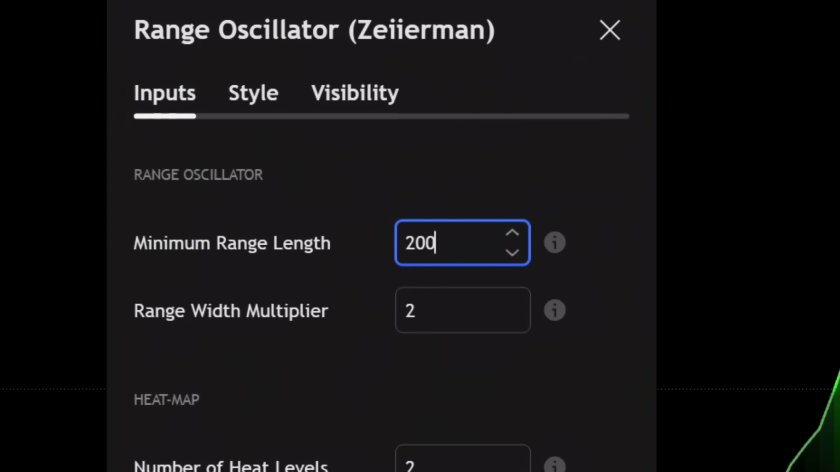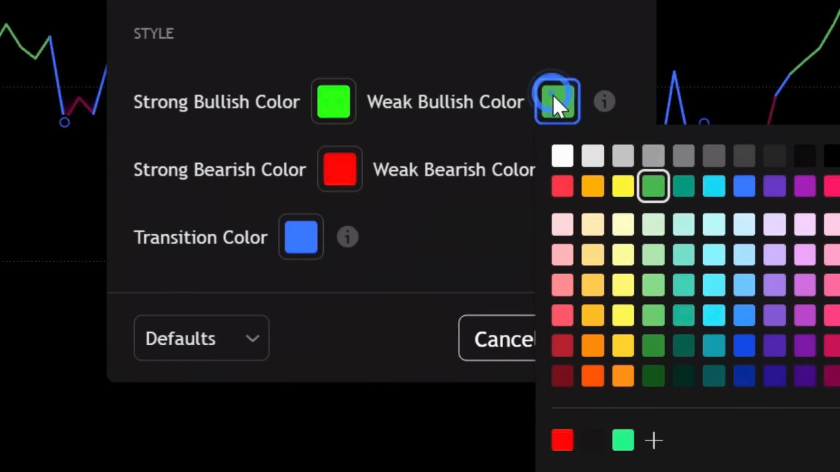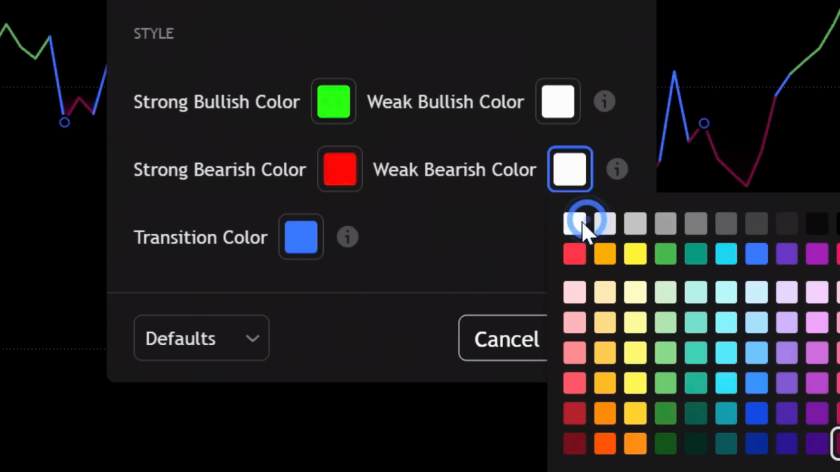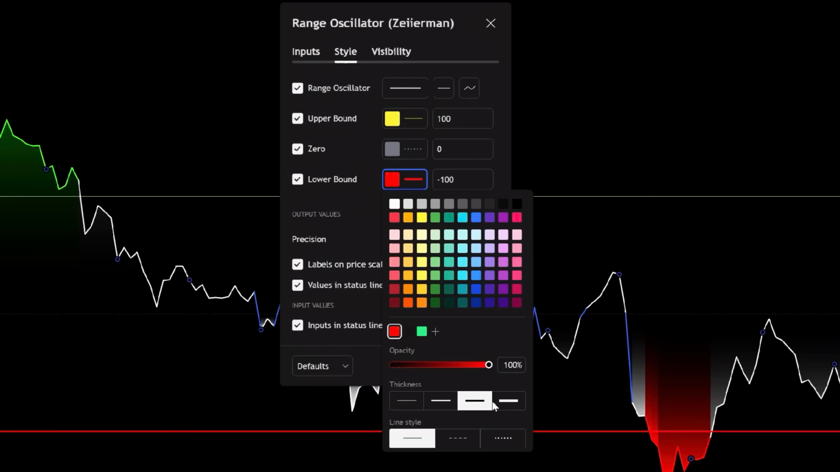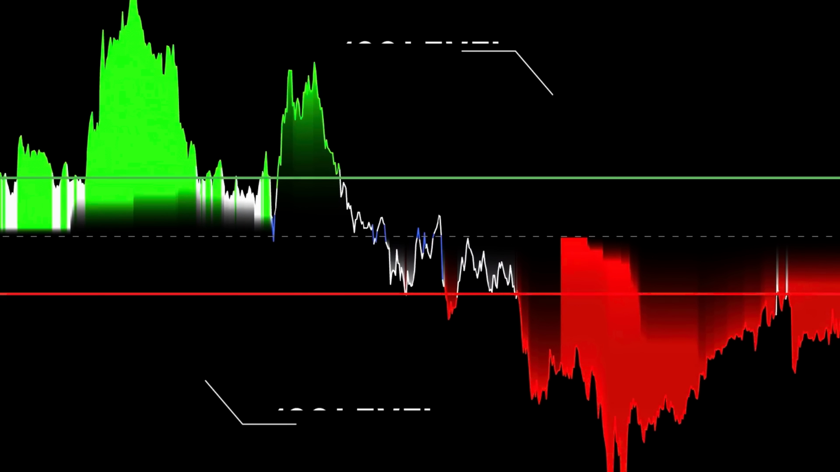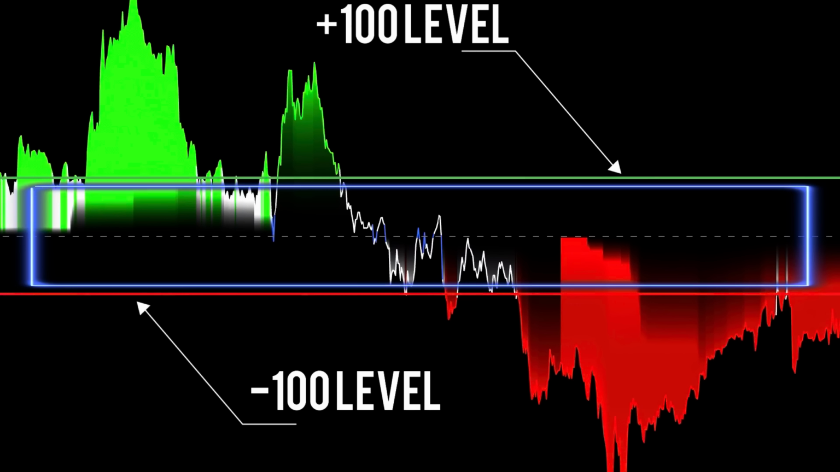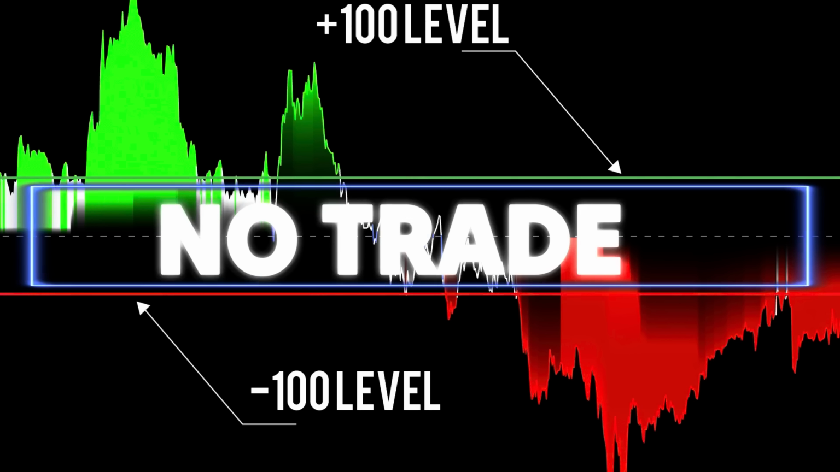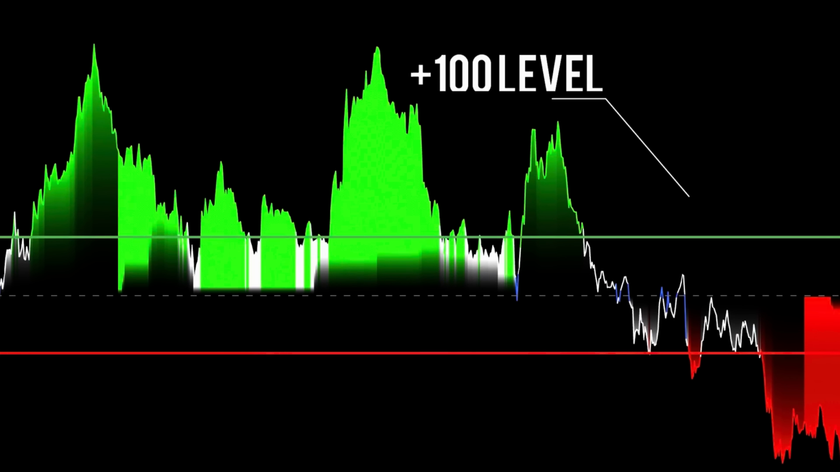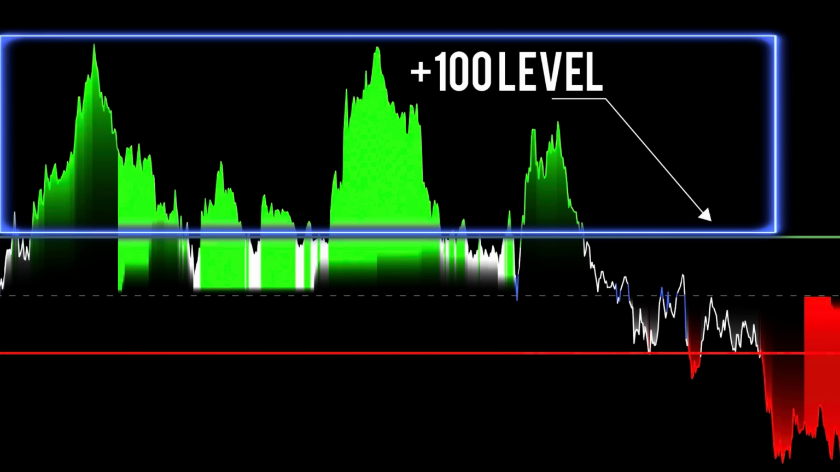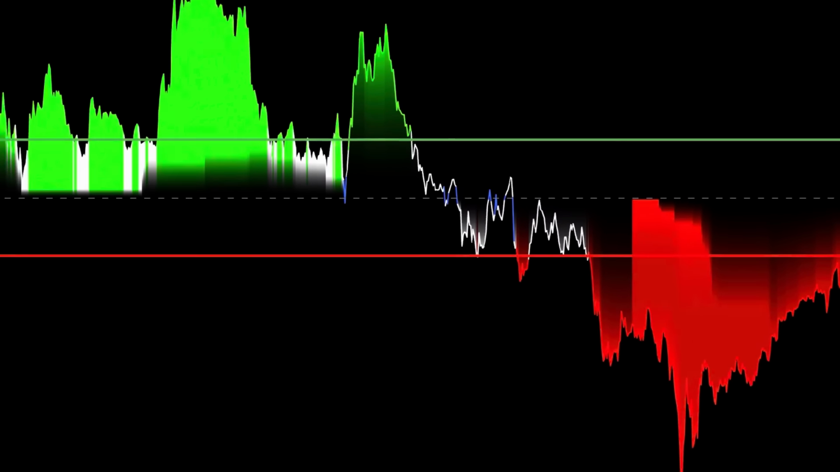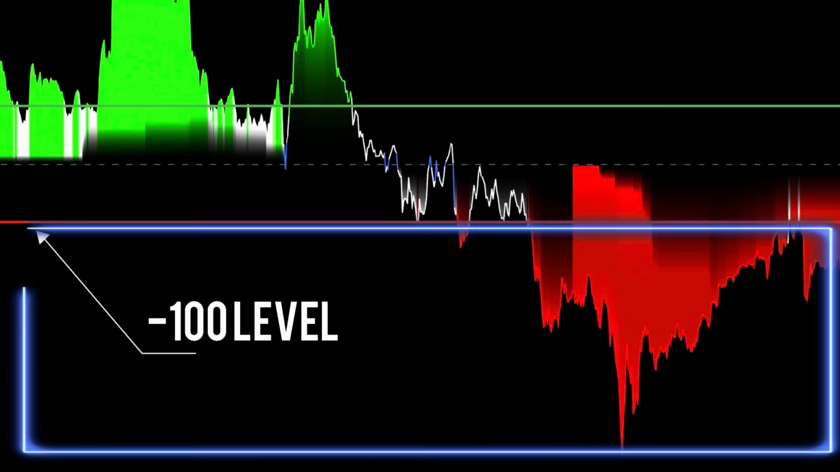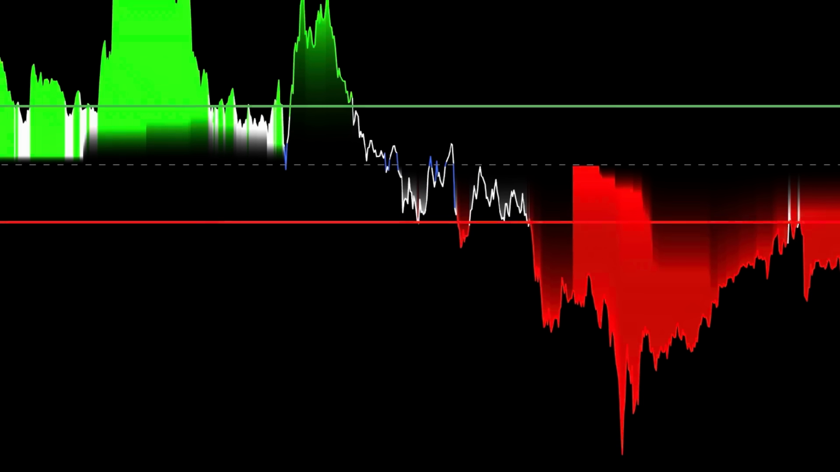Minimum range 200, range width 3, wick bullish, wick bearish, both set to white, plus 100 level green, minus 100 level red. And look, here's the part that actually matters, the levels, because people miss this. When it's between plus 100 and minus 100, the market's ranging. Don't force a trade in there. I don't care how good it looks. When it's green above the plus 100, that's bullish momentum. You're in an uptrend. When it's red below minus 100, bearish momentum. You're in a downtrend. That's indicator 1.